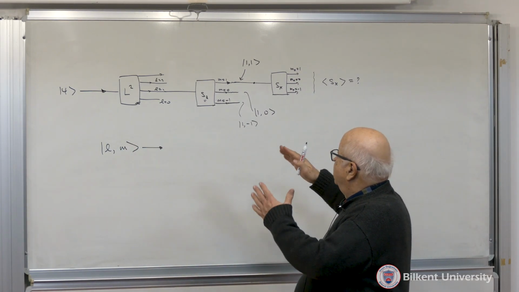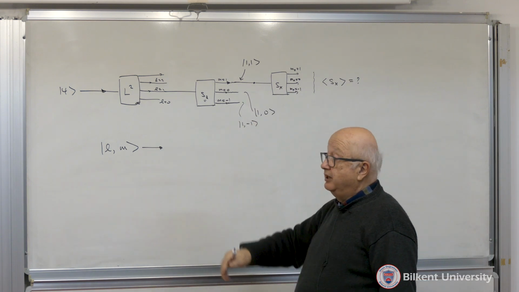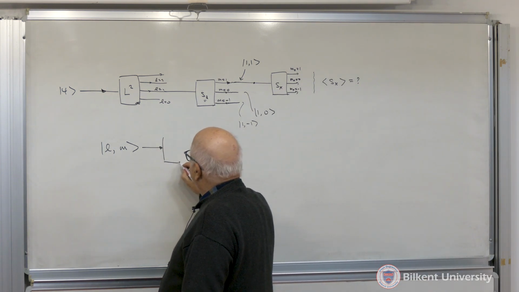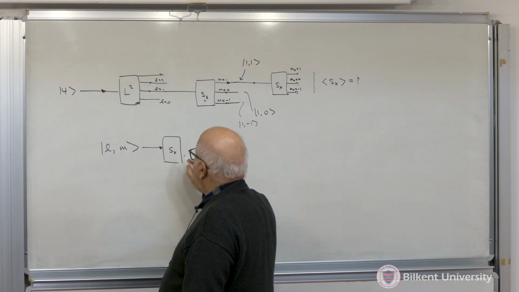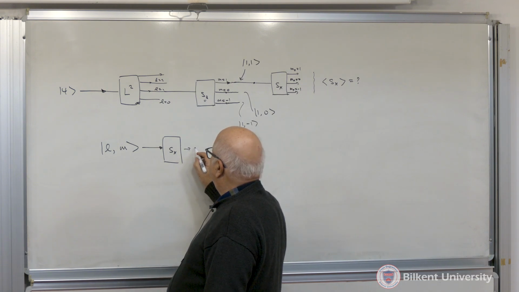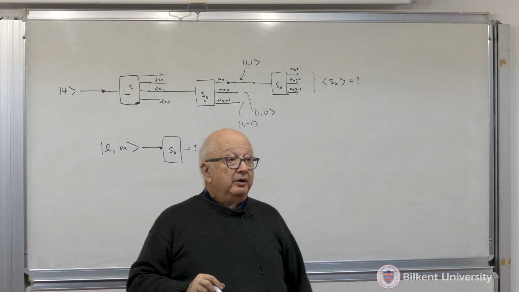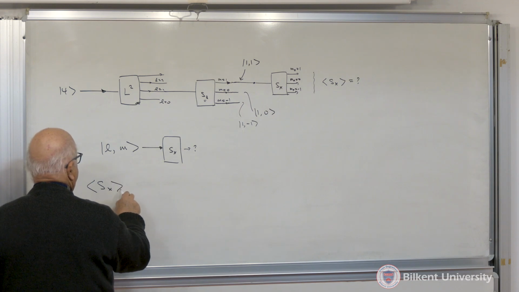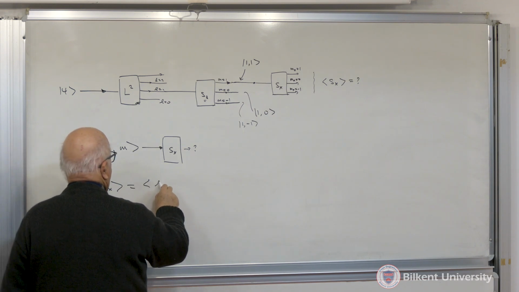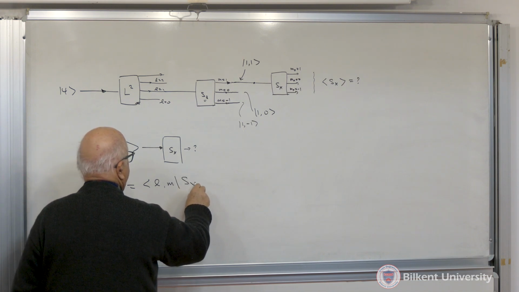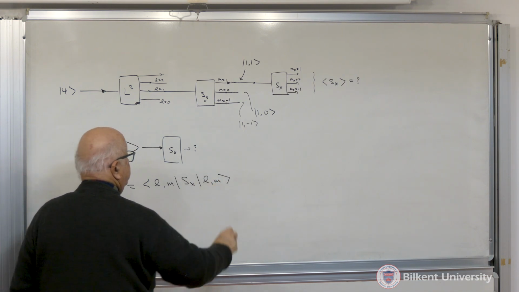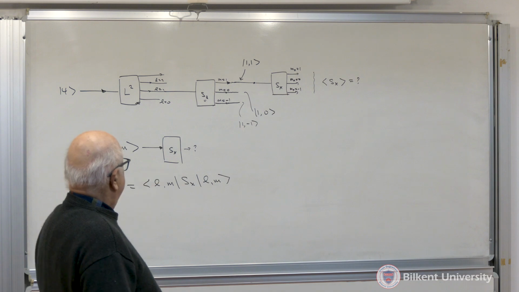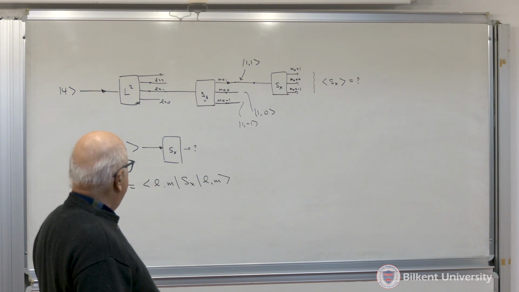Now, Sx is a completely different operator, which doesn't commute with Sz. But still, I can find what, on the average, an Sx measurement is going to give me. So how do I do that? I look at the average value of Sx, which is going to be equal to <Lm|Sx|Lm>. You know how to find average values.